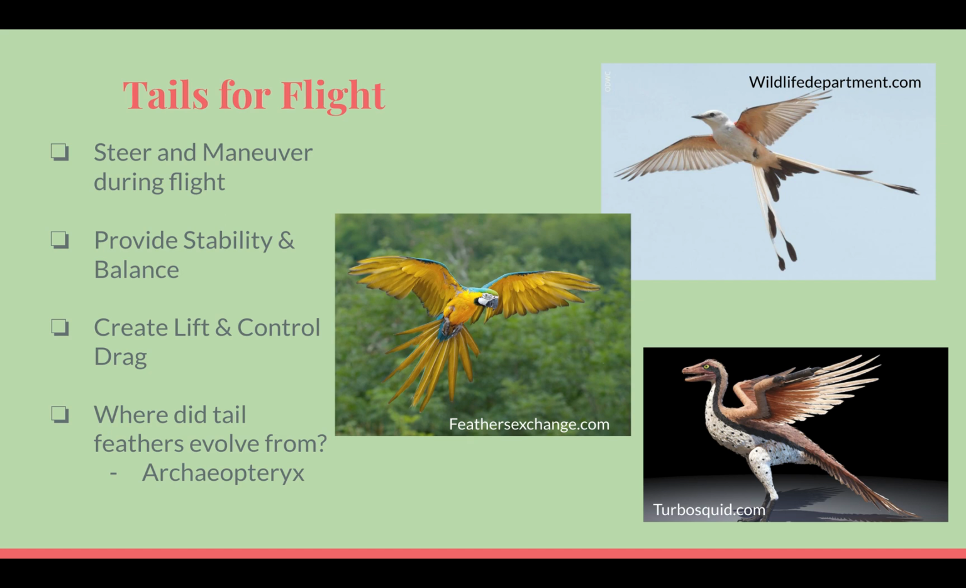Here on the upper right is a scissor-tailed flycatcher, and as you can see here, their tail is a little different. Their primary diet is small insects, and so their tail makes them experts at catching insects with sharp mid-air twists and turns. Tail feathers are actually known to have evolved from dinosaurs. The first dinosaur with a well-developed tail with feathers is known today as the Archaeopteryx, which is shown here on the bottom right.